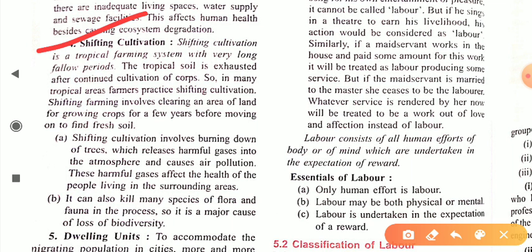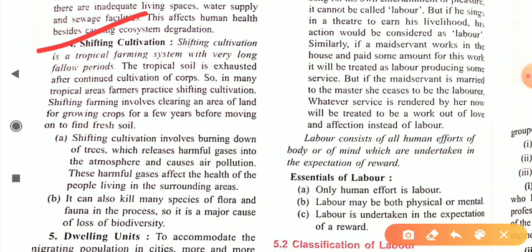Suppose today they did their farming work on a particular piece of land, and next year they will do the same production on another piece of land. They switch from one place to another, from one land to another land. This is called shifting cultivation. By this, they can try to save the fertility of that particular land.